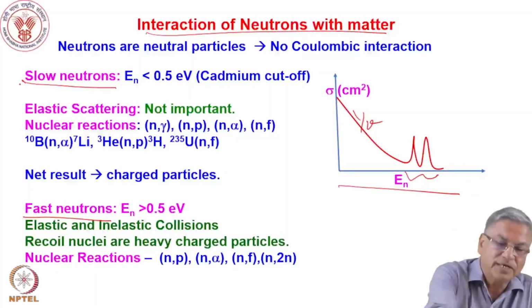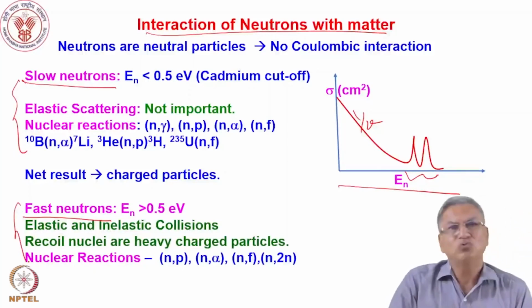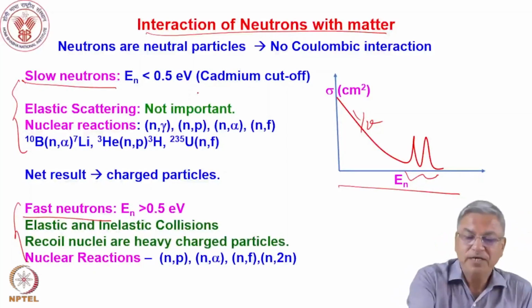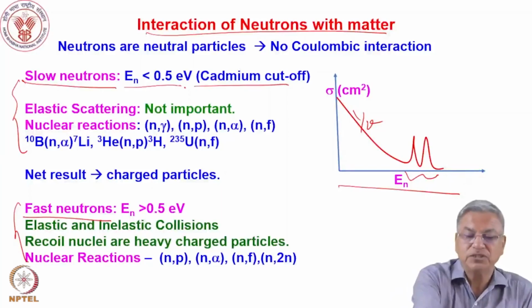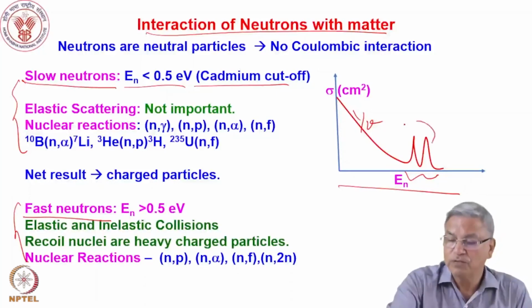So we will discuss the interaction of slow neutrons and fast neutrons a little bit separately. Slow neutrons are highly reactive. And why is it called cadmium cutoff? The energy of neutron less than 0.5 electron volt is called cadmium cutoff, because at 0.5 electron volt, cadmium has this kind of resonances.